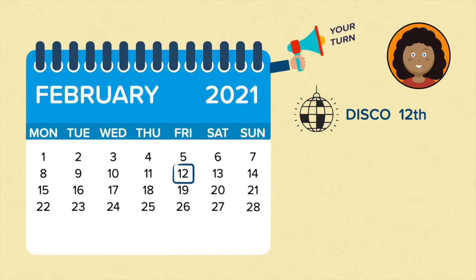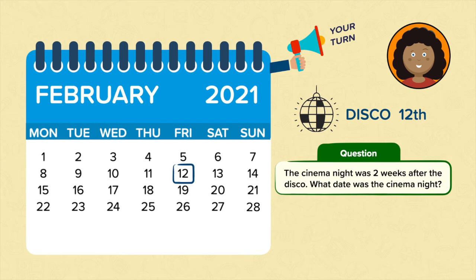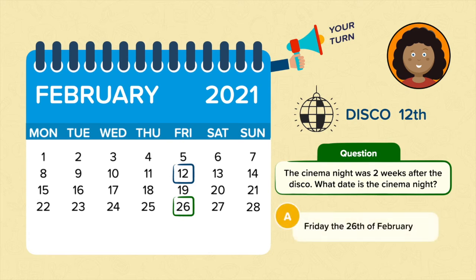Now it's your turn. The cinema night was 2 weeks after the disco. What date was the cinema night? Pause the video if you need to. 2 weeks or 14 days after Friday the 12th was Friday the 26th. So the cinema night was on Friday the 26th of February. Well done if you got that correct.